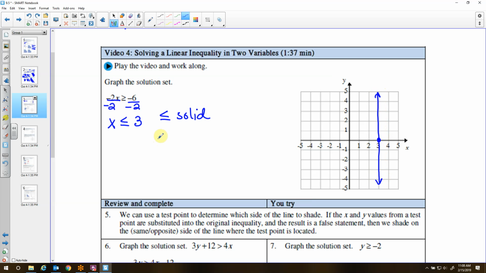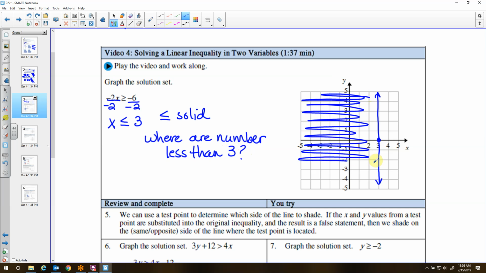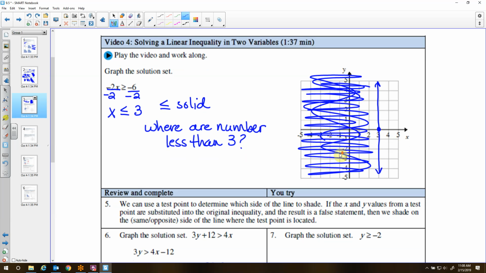And then we're going to use our common sense superpower. Where are numbers less than negative 3? Are they going to be to the left of the line or to the right of the line? Well, if you're less than negative 3, we're going to be over here to the left. So I'm going to shade over here to the left. Okay? So test points work.